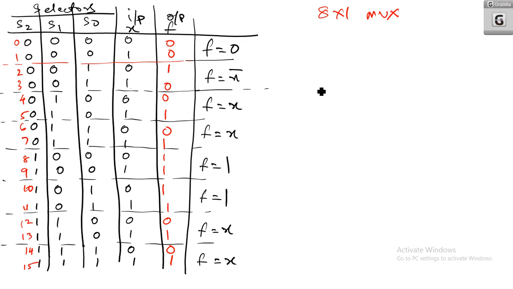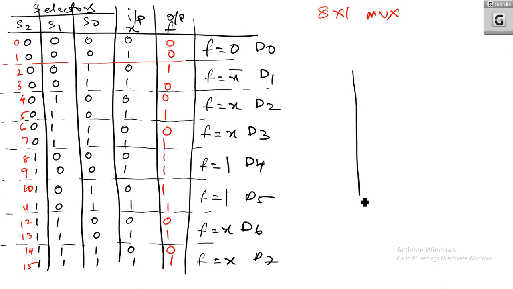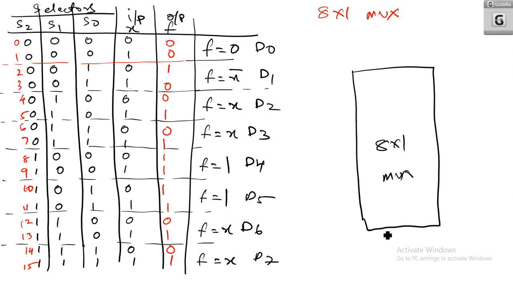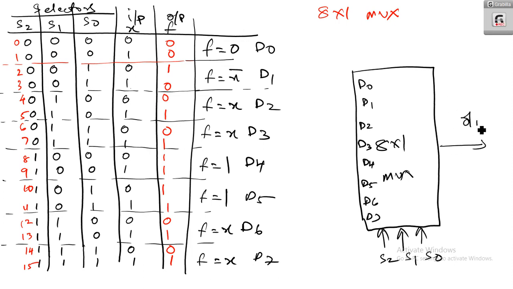So if you are drawing it, this will become D0, D1, D2, D3, D4, D5, D6, and D7. If you are realizing it using an 8x1 mux, it will be like this. You are having an 8x1 mux. Selectors are S2, S1, and S0. You have the inputs as D0 through D7, and the output is F.